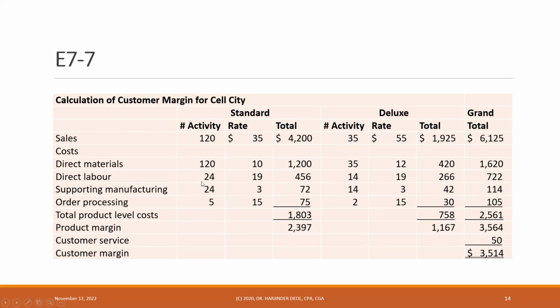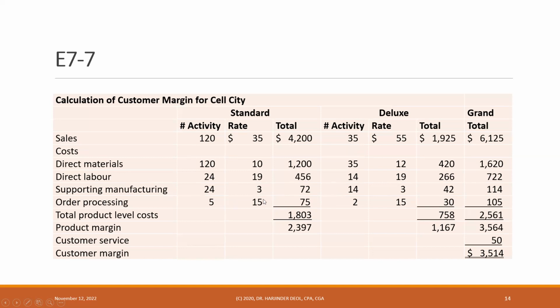The direct labor time needed was provided in the earlier slide. It was 0.2 labor hours for each standard model. So 120 units times 0.2 gave us 24 direct labor hours, and the labor rate is $19 an hour. For the deluxe model, it takes 0.4 hours. So 35 units times 0.4 gave us 14 hours of labor time. And again, the direct labor rate is $19 each hour. For the supporting manufacturing costs, that cost is $3 for every direct labor hour. So we borrow the direct labor hour information and multiply that by 3.